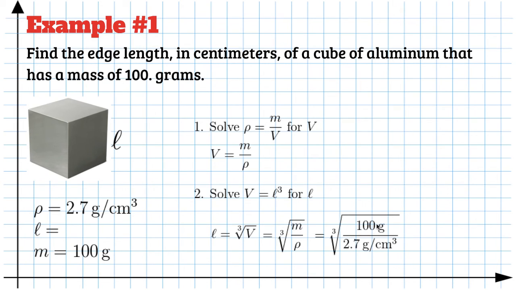The mass is 100 grams. The density is 2.7 grams per centimeter cubed. And when I take the cube root of that, I get 3.3 centimeters. So a cube, 3.3 centimeters on edge of aluminum would have a mass of 100 grams. So that's an example of a problem you're going to solve.